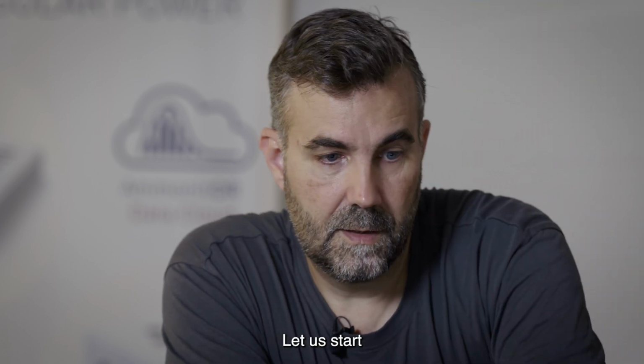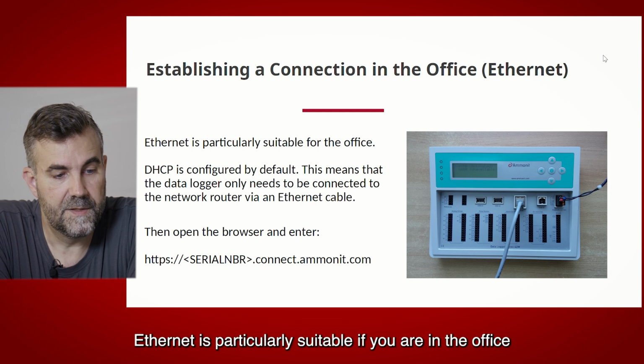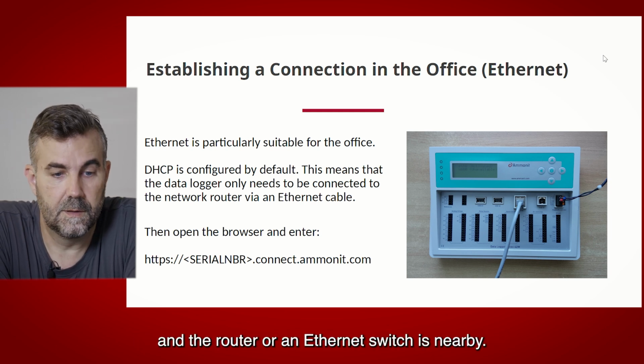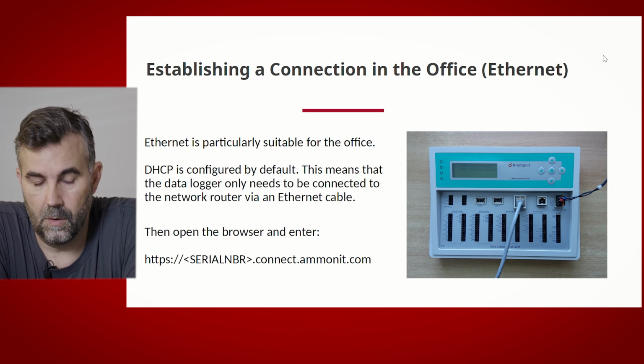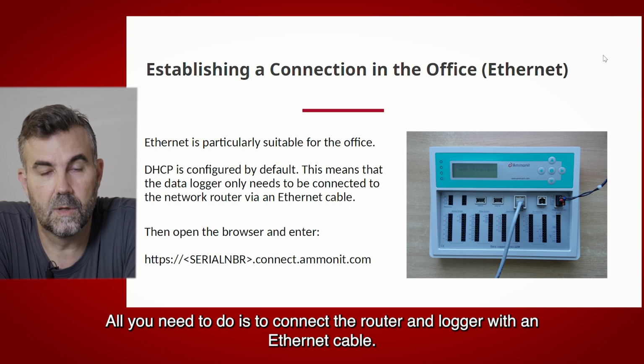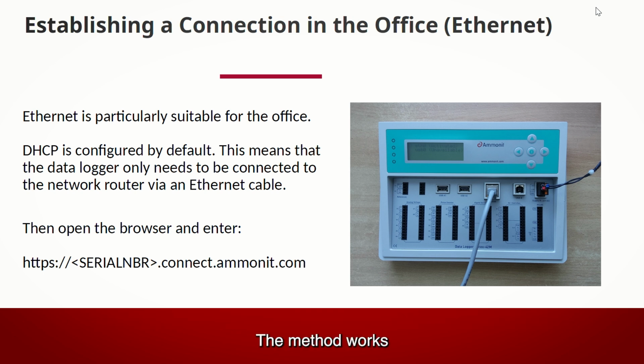Let us start with the most traditional, namely Ethernet. Ethernet is particularly suitable if you are in the office and the router or an Ethernet switch is nearby. All you need to do is to connect the router and logger with an Ethernet cable. The router then automatically supplies an IP address to the data logger via DHCP. The method works with all operating systems out of the box.